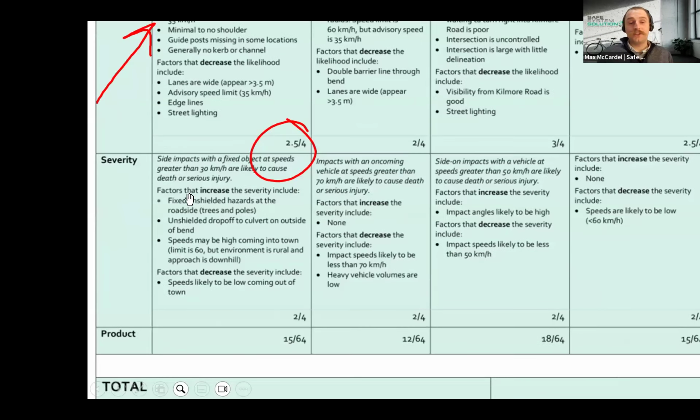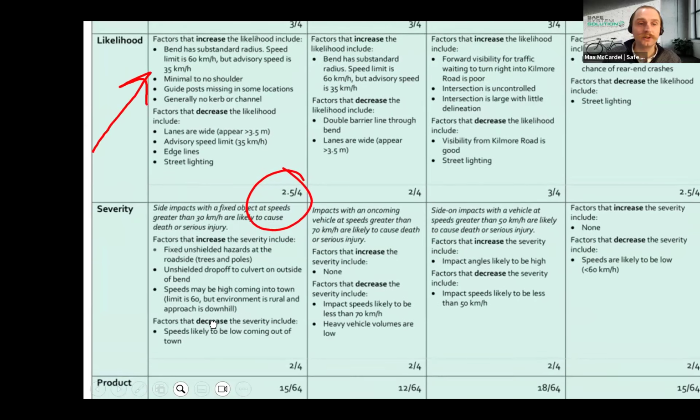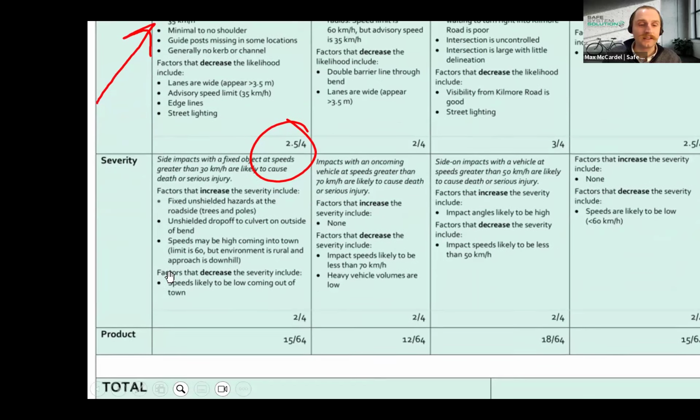Same conversation around the severity. Things that increase the severity: there's unshielded hazards, there's trees and poles. There's also a culvert there, which I didn't show. Speeds may be high, although the speed limit is 60, it could be higher than that. Also the downhill approach. Factors that decrease the severity: vehicle coming the other way, going uphill, could be lower speeds there. So the severity was given 2 in this instance.